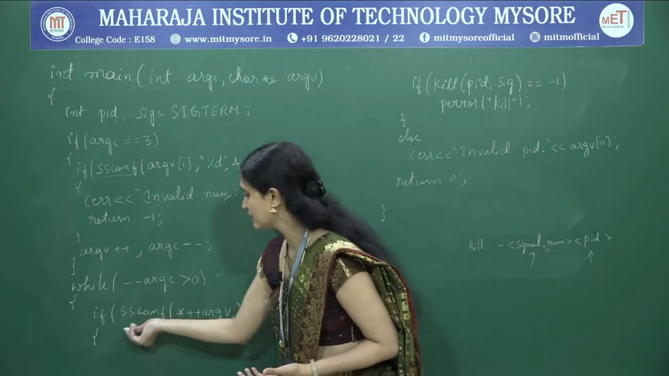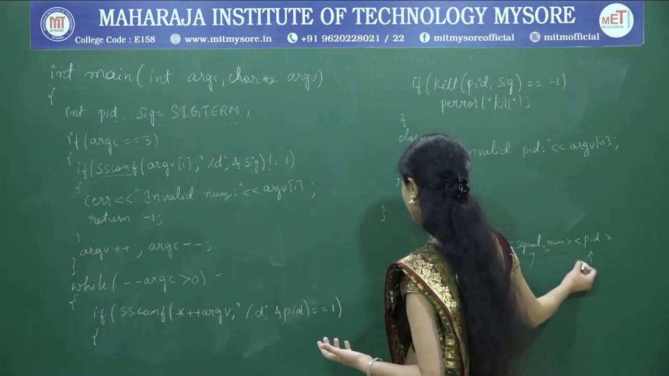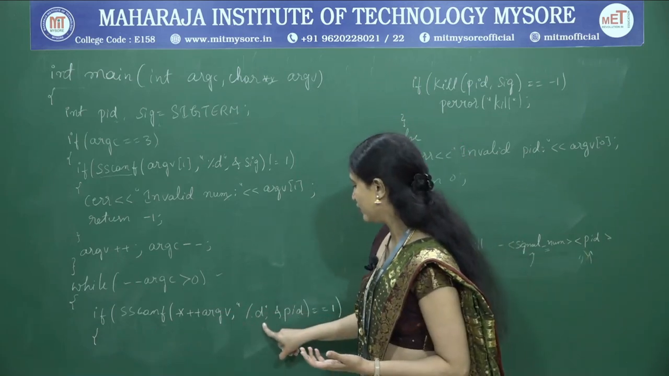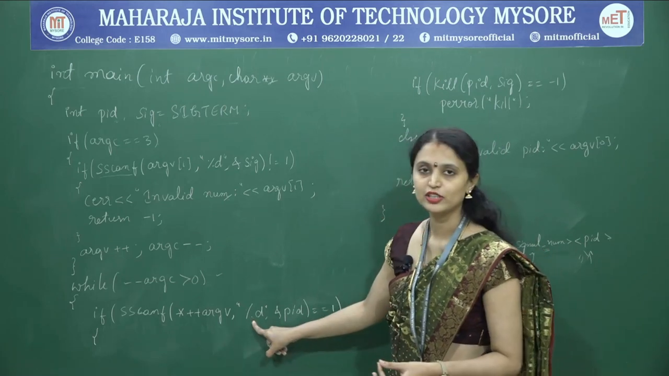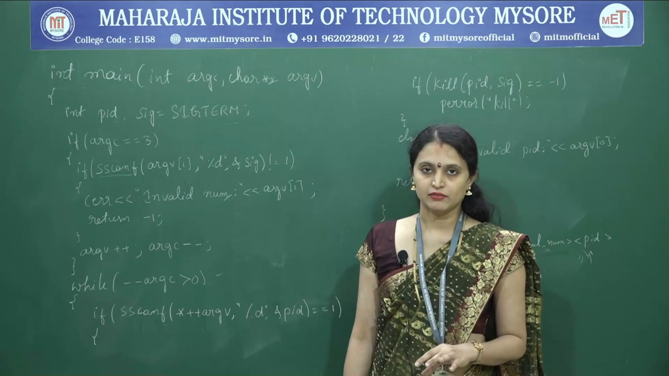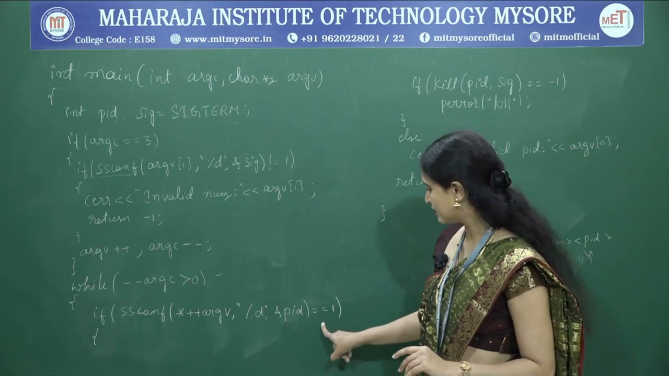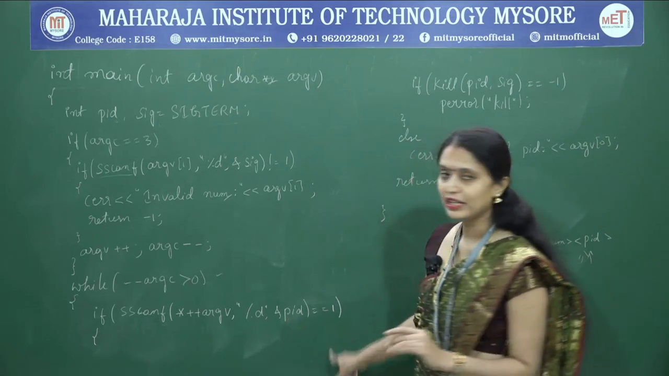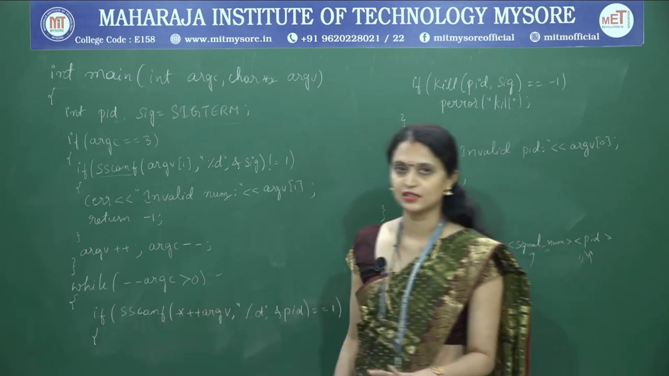Again I am reading, if sscanf of *++argv, so that means here this value, %d and ampersand PID. Since PID is an integer, it is %d comma ampersand PID. So here the PID will be sent here, so that will be read. So if it is 1, that means it is executed successfully. It returns 1 if it is executed successfully.